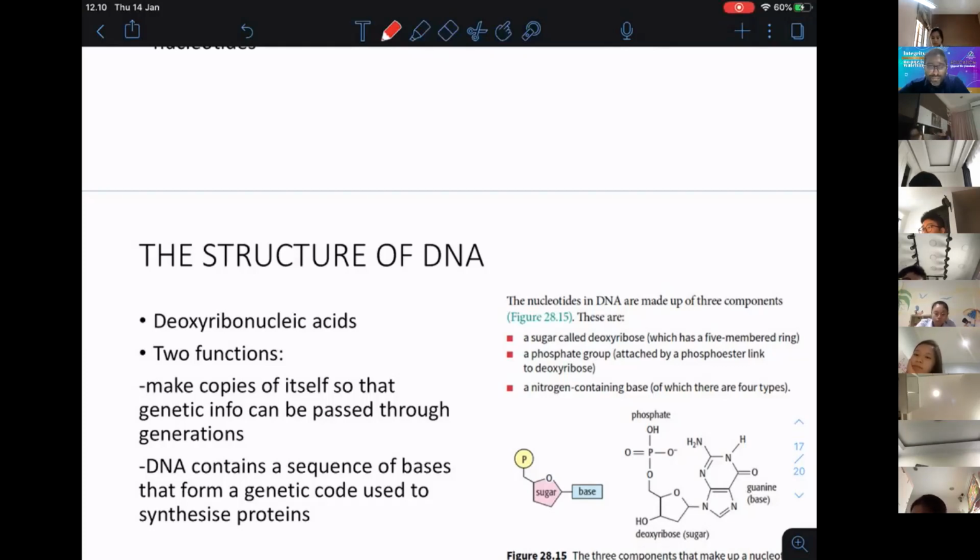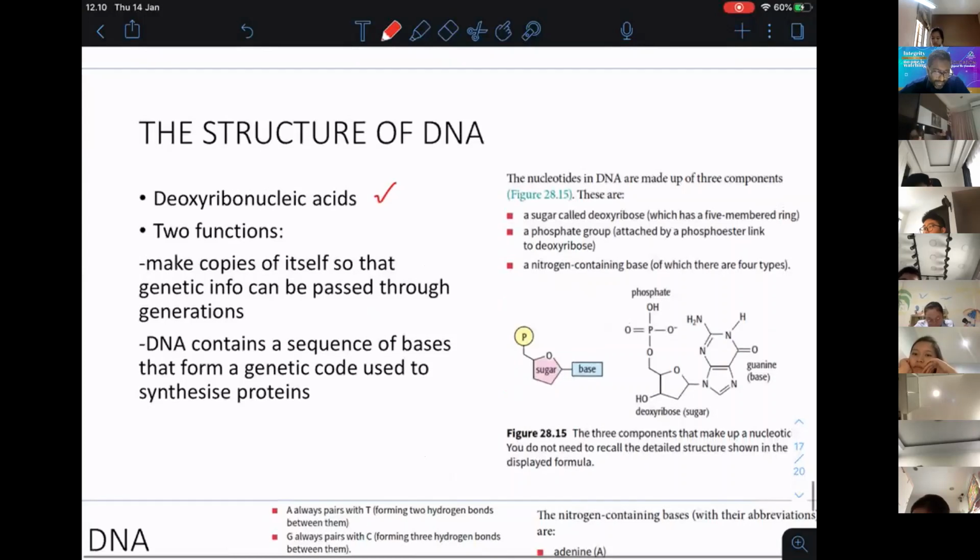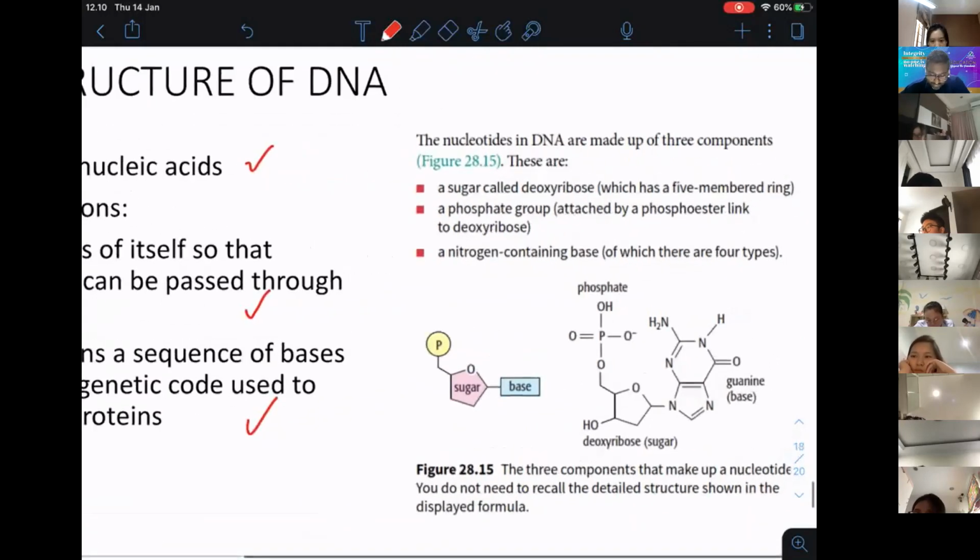Not a lot. DNA is deoxyribonucleic acid, with two functions. They make copies of itself so that it can be passed through generations, and it contains a sequence of bases that form the genetic code to synthesize protein. So you see, all like bio. Do we need to memorize this? This one no, but the components of DNA you need to know.